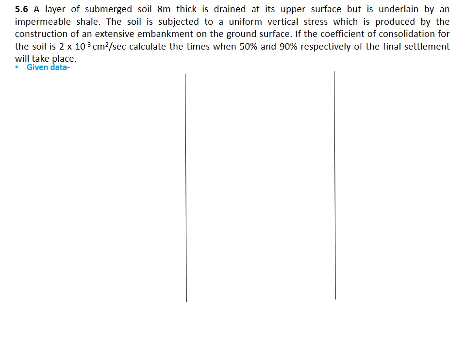Okay, so here we have a soil which is 8 meter thick, so the H value is 8 meter. The upper surface is drained and underlain by impermeable shale. That means on the top there is a drainage condition and at the bottom it is locked by rock. So we have a single drainage system. So D will be equal to H, which is nothing but 8 meters.